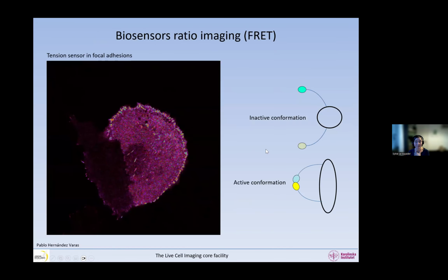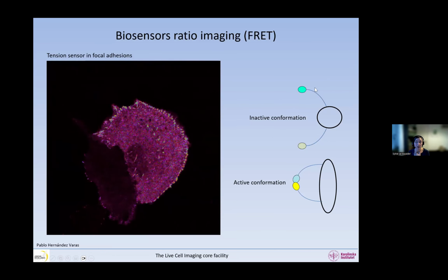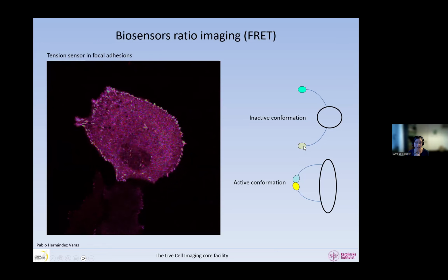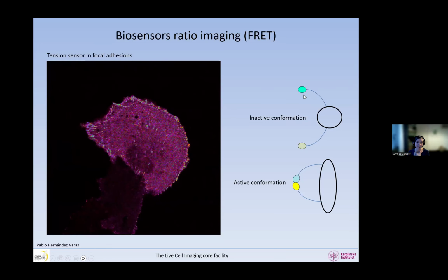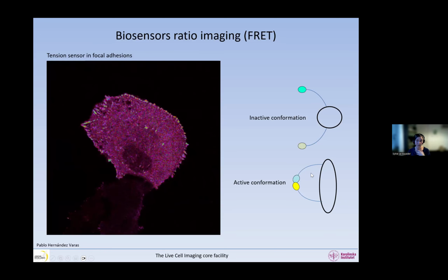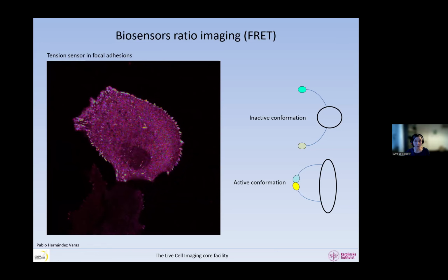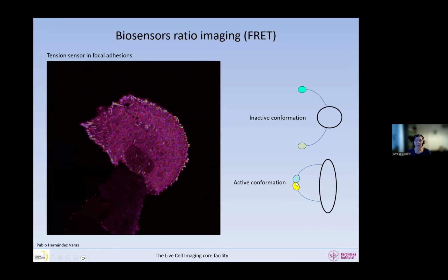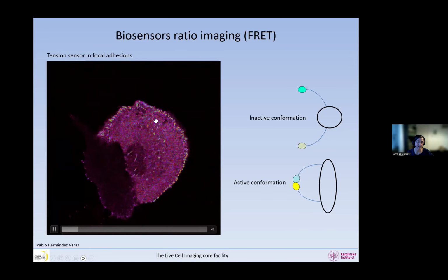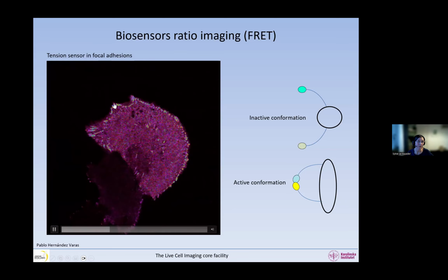Very useful. Another example of a FRET sensor is one molecule which fluoresces in a certain way when it has a certain conformation, but when the molecule is folded, for example if it gets phosphorylated, then we get FRET happening between the two fluorophores, and then the colors change. This is what we have here in the focal adhesions, where we can see the tension.